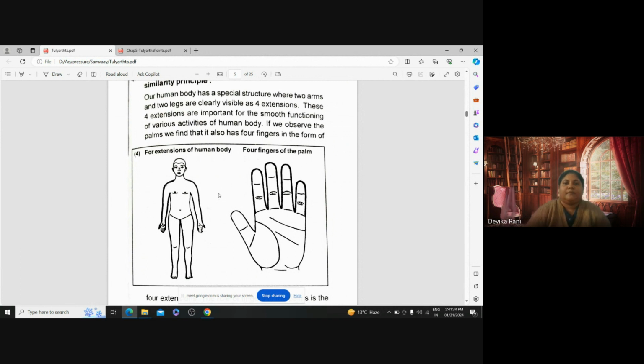Now, just as we studied before, just as our body has these four extensions in the form of two hands and two feet, again, these four fingers represent these four extensions, two legs, two hands. Are you with me till now?